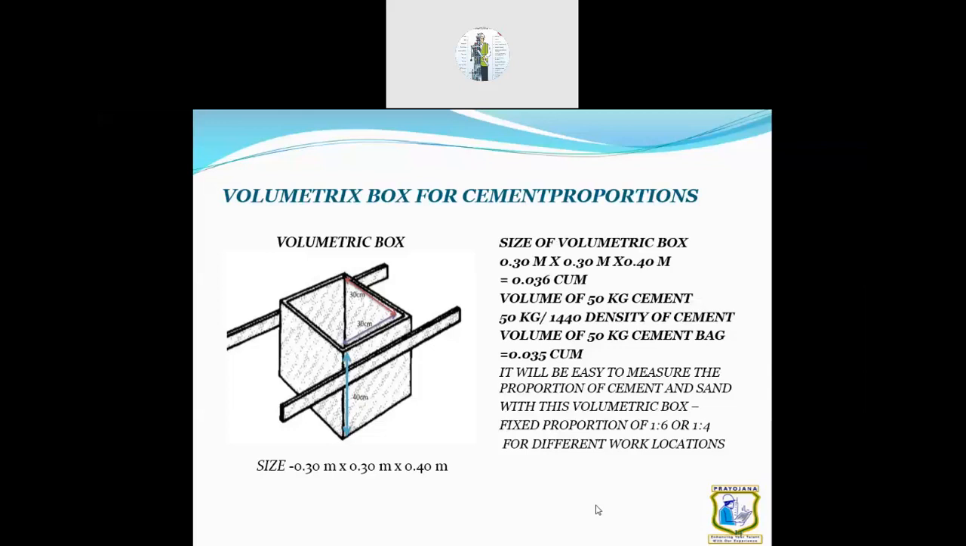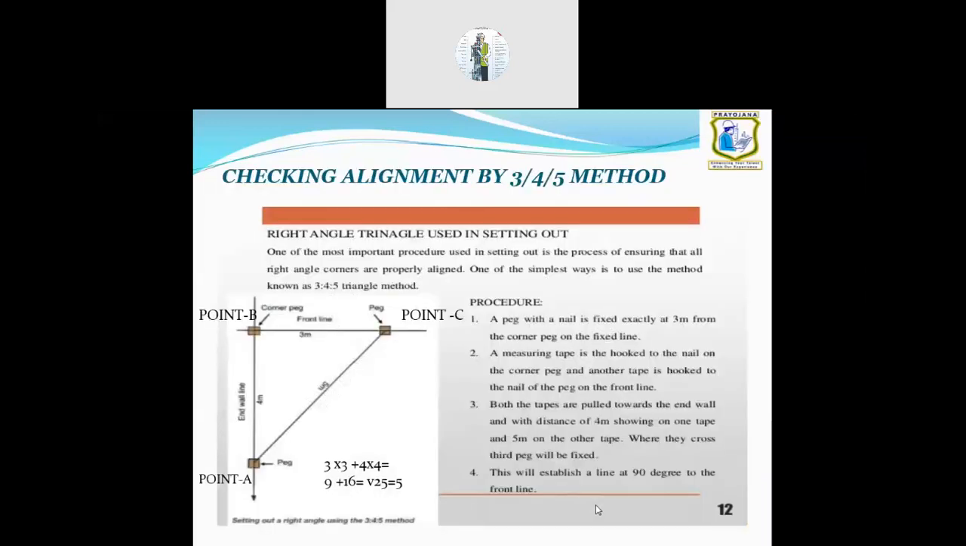Why we are doing this measurement is, a 150 kg cement bag is 0.036 cum. So we can have a volumetric box of 1:6, directly 1 cement to 6 sand in the same box you can measure. So this will be very easy and convenient in the construction operation, where there are a lot of quality factors, because if the mortar quality is not good, then you will not have a better quality during constructions. This is one more advantage of doing this volumetric mix.